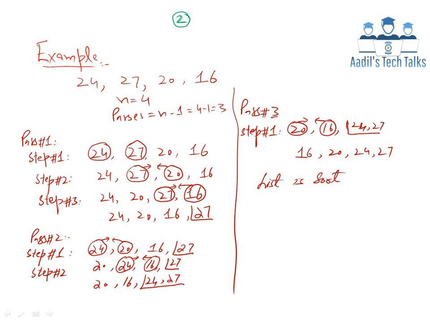Now you are required to design your own lists of 5 elements, 6 elements, 4 elements or 7, whatever you want, and try to execute the bubble sort technique in order to understand it clearly.